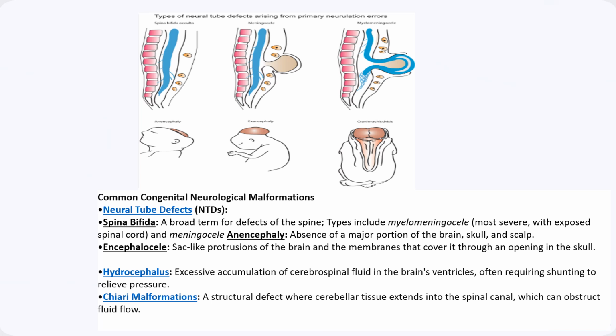Under the congenital neurological malformations, hydrocephalus also comes. Hydrocephalus has two types: acquired hydrocephalus and congenital hydrocephalus. Acquired hydrocephalus happens due to other conditions causing accumulation of cerebrospinal fluid in the brain ventricles. Congenital hydrocephalus means excessive accumulation of spinal fluid in the brain ventricles at birth itself. The last type is Chiari malformation, a structural defect where cerebellar tissue extends into the spinal canal, which can obstruct the fluid flow.